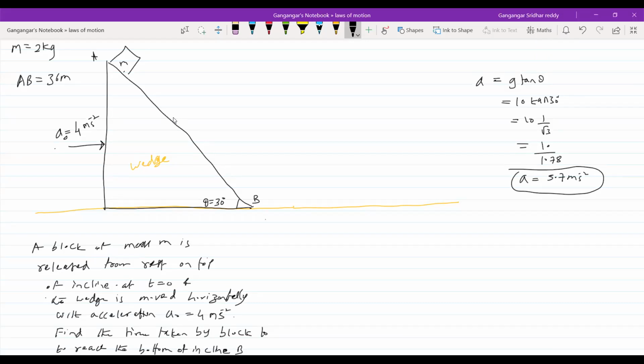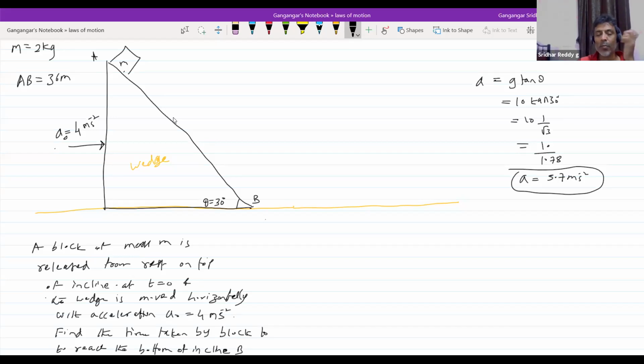So he's asking now, what is the time taken by the block to reach the bottom of the incline? Time, I think we know, is absolute, no? In any frame, either in the wedge frame or the ground frame, time should be the same. So you can solve this problem in either frame. Which frame will be easier for you? The wedge frame will be much easier.